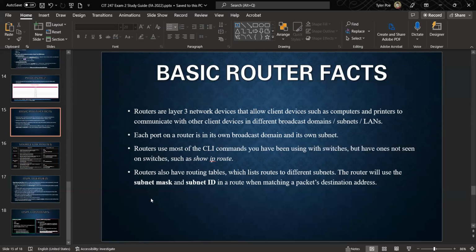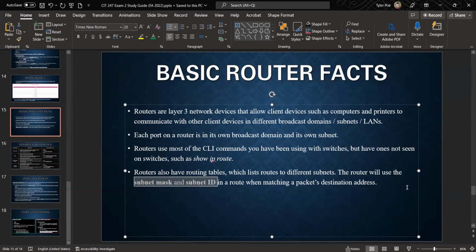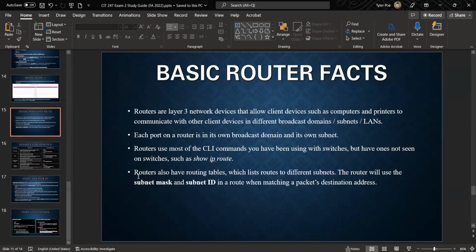The router will use the subnet mask and subnet ID in a route when matching a packet's destination address. Look, these are boldface. This is something you're probably going to be tested on. Just to let you know, this is probably going to be very important for the exam. The router will use the subnet mask and subnet ID in a route when matching a packet's destination address. Remember those two, and also remember this command here.